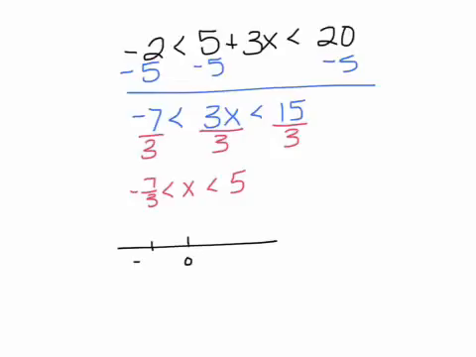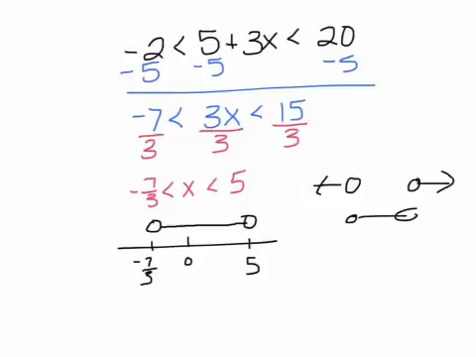I know negative 7/3 is to the left of 0, and I'm going to graph with an open circle because there's no line. And I know that 5 is over here to the right. And if x is less than 5, it's going to go and meet the other inequality. So here's your choices. It's either going to go in opposite directions or it's going to meet in the middle.